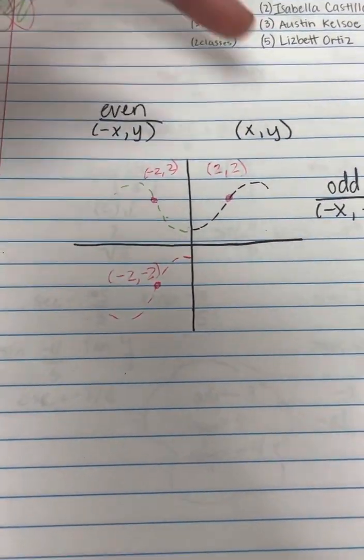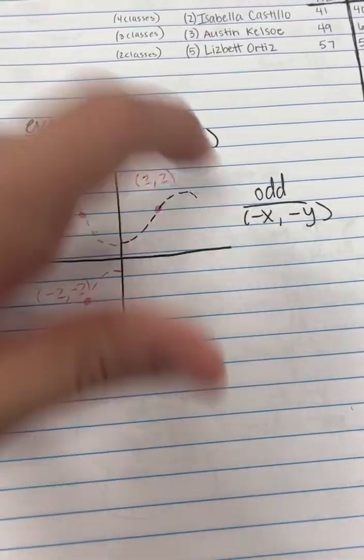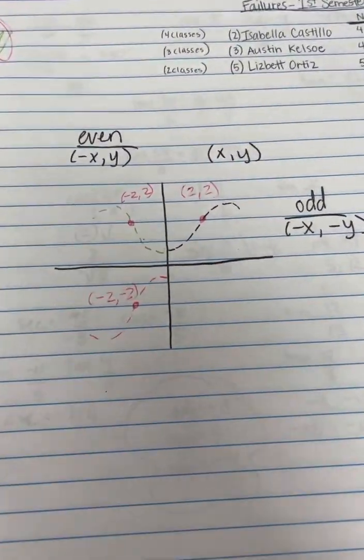Or you can always think flip over the y-axis, flip over the x-axis, and that will give you the odd. So there's several different ways that you can do it, but hopefully this helps.